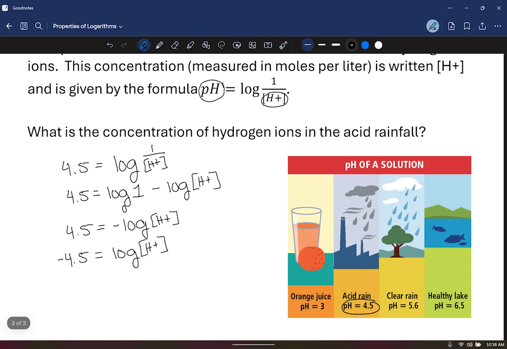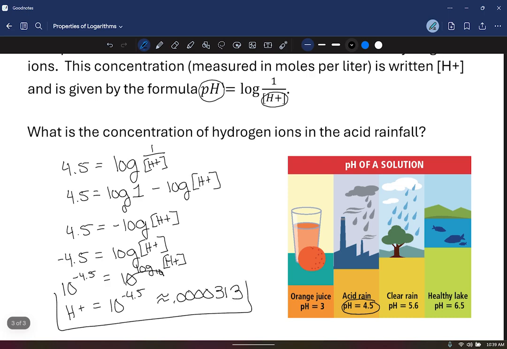Now, in order to get rid of this log with a base of 10, I need to take 10 and raise it to both sides. That's going to cancel. So my H plus is equal to 10 to the negative 4.5, which is about 0.0000316.